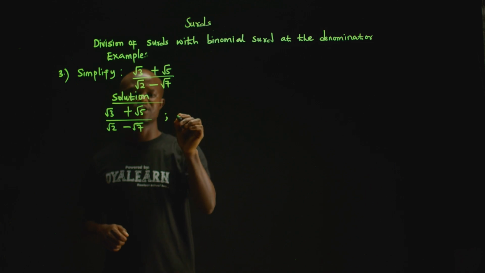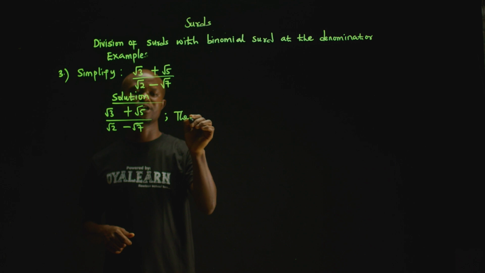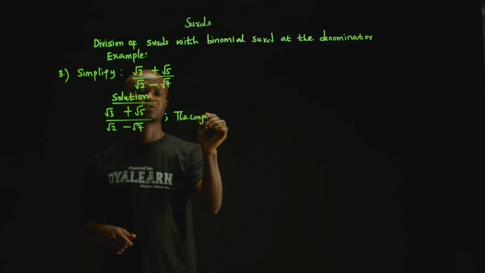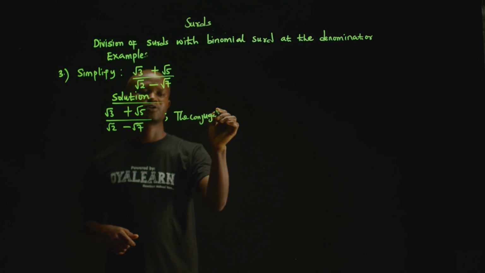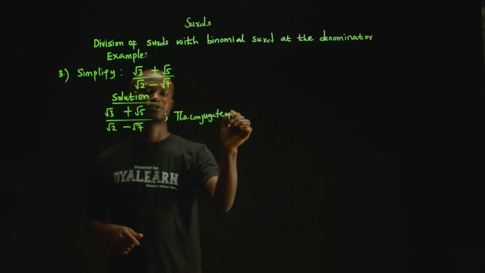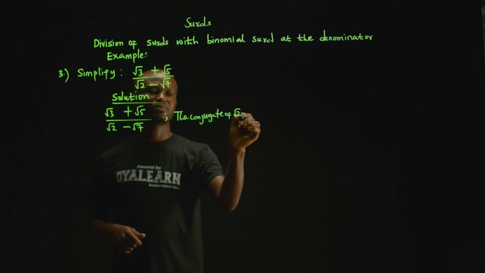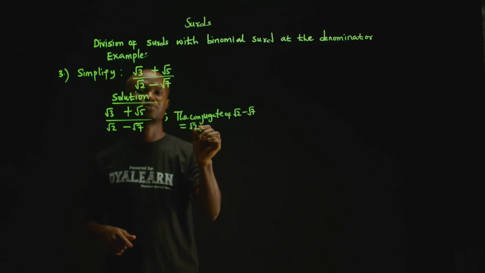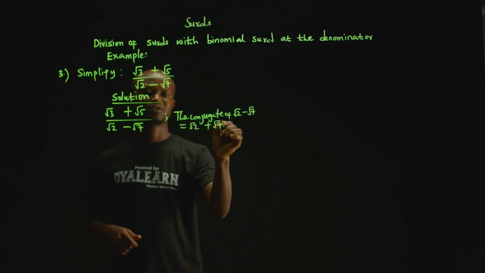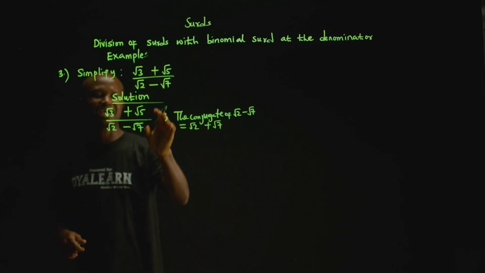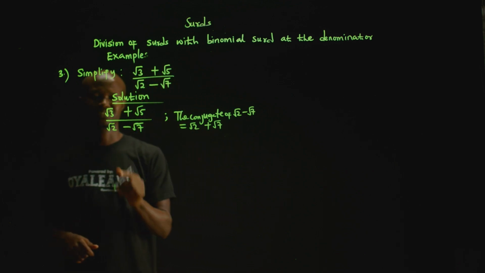Let's look for the conjugate of root 2 minus root 7. The conjugate of root 2 minus root 7 equals root 2 plus root 7. So we are going to use this to multiply both numerator and denominator.